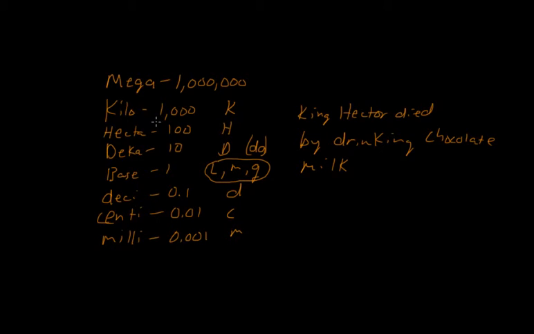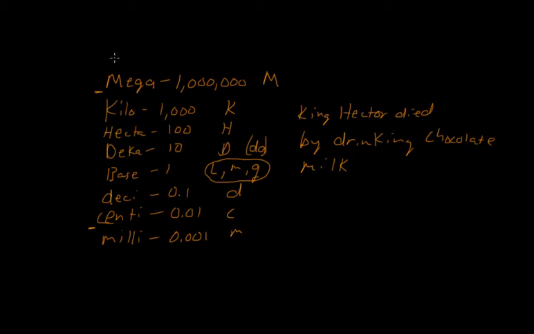So one thing you'll notice, between here and here, we are dividing by 10 as we go down and multiplying by 10 as we go up. But once we get past this level, we've added on 3 more zeros. So we're not multiplying by 10 anymore. We're actually multiplying by 1,000. So the abbreviation for mega is a capital M.